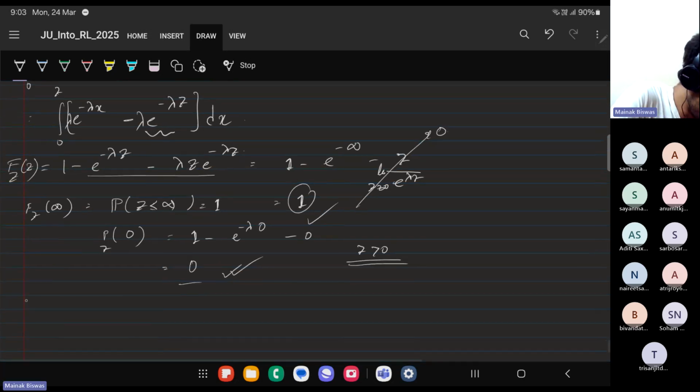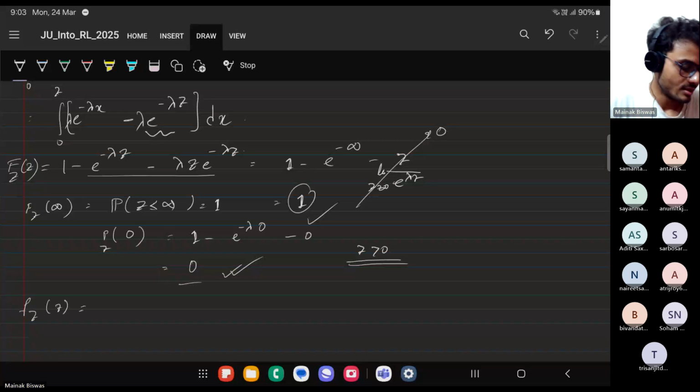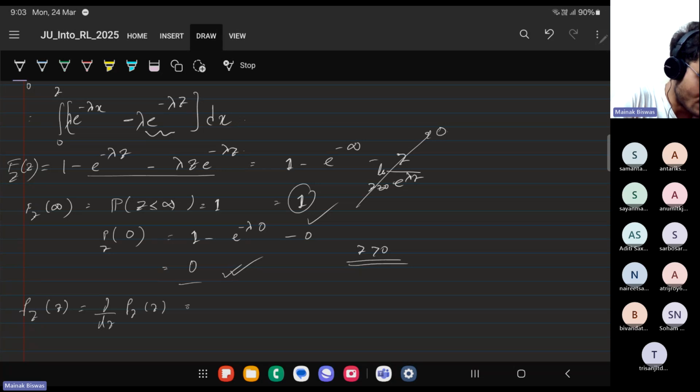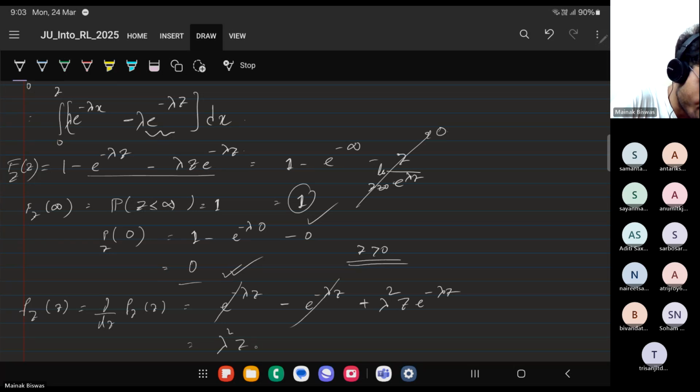How do we find out the density from the CDF? d/dz of F of z. So tell me what will it be? E to the power minus lambda z, minus e to the power minus lambda z, plus lambda square z e to the power minus lambda z. Clear? This is how we find it out.